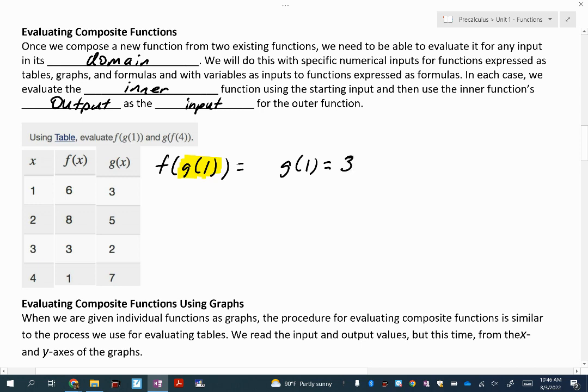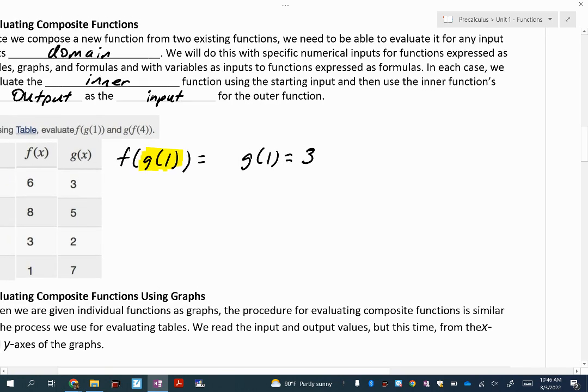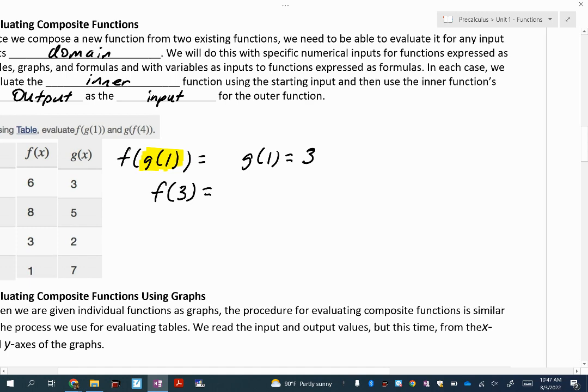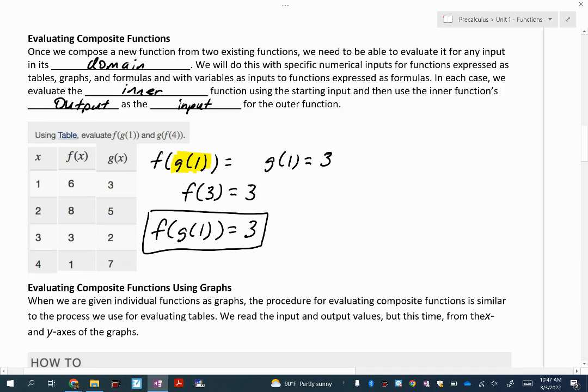Now, that's not my answer. That's just what g of 1 is. What I want your brain to understand how to do is to do f of what g of 1 is equal to. I'm not going to write g of 1 again because now I know that g of 1 is the same as 3. So I'm doing f of 3, and f of 3 is 3. So this whole process gave me f of g of 1 equals that last 3. All right, that's how you do it. Let's try the next one.